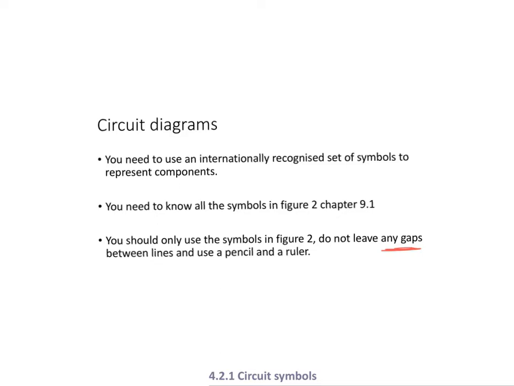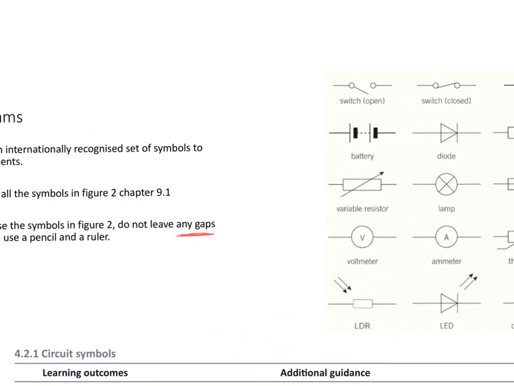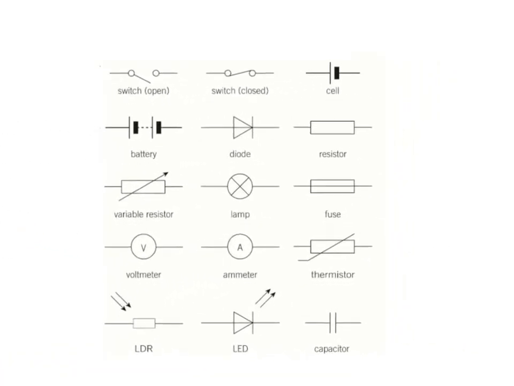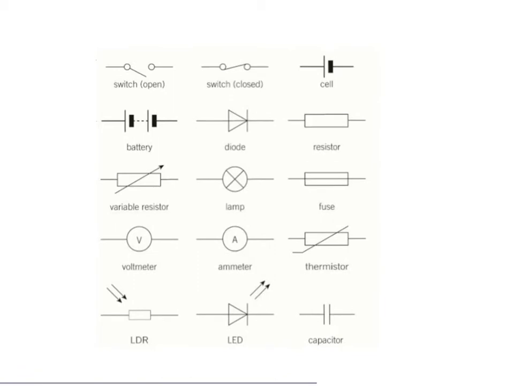So for example, let's go look at the symbols first and what each one does. So we have the switch. Now the switch is open when you leave the line open, and it's closed when all lines are touching each other. A cell, in real life, you usually call a battery, but we don't call it that in physics. A single cell is a cell. If I connect more than one cell together, we call it a battery.